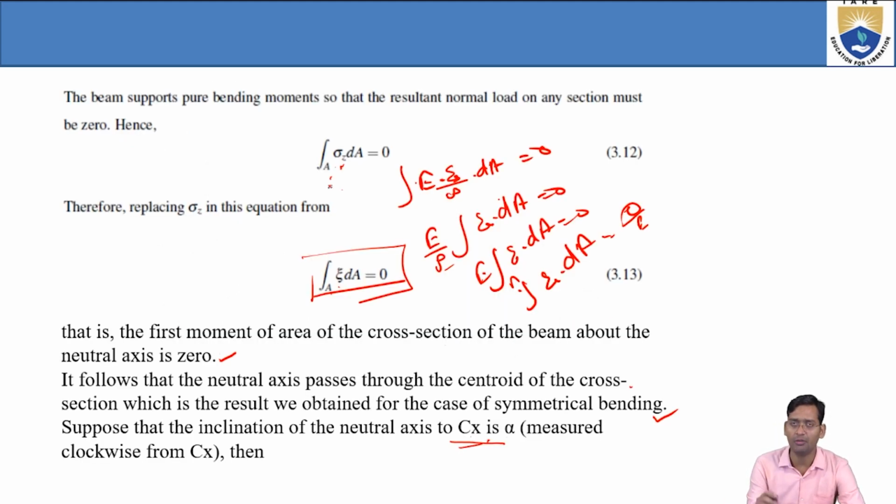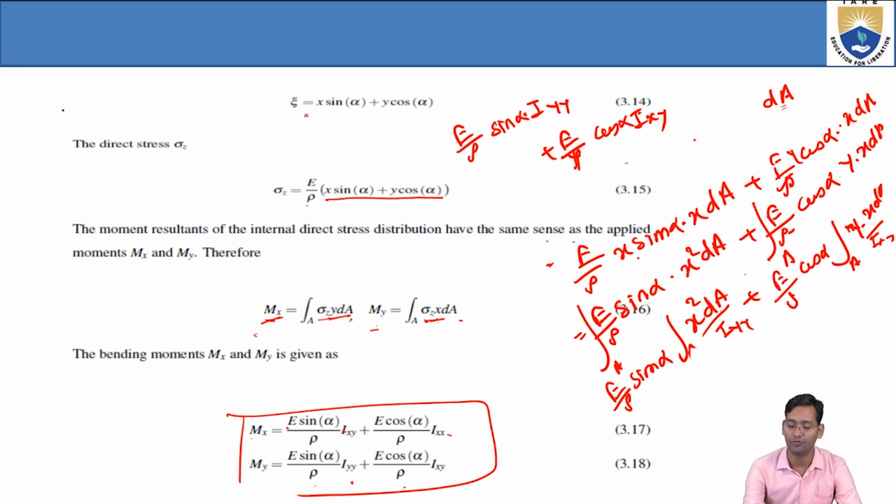Whatever the forces acting must be equal to 0, only then will it be in equilibrium. So that force, the integral of sigma z dA, is equal to 0. Now substitute the sigma z value as E into zeta by rho dA. E by rho is constant, so it comes out of the integral, and zeta dA is left. So finally, the integral of zeta dA equals 0. Now according to the figure, zeta equals x sine alpha plus y cos alpha.